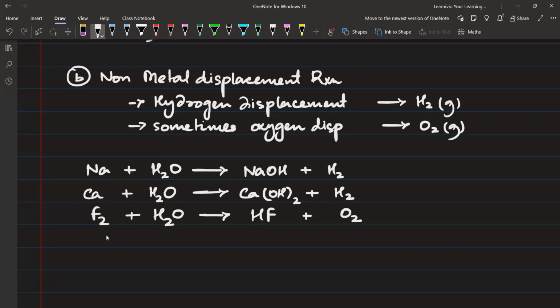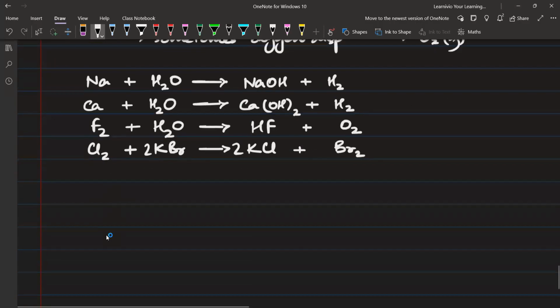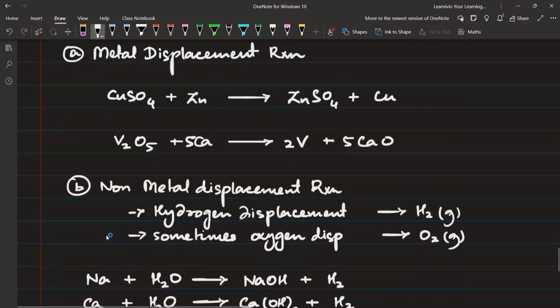For example, if only non-metals are involved, for example, you have Cl2 plus KBr, this will give you KCl plus Br2. Okay. So it will be something like this. Okay. So this is also a type of displacement, non-metal displacement reaction. One non-metal is displacing the other non-metal. Okay. What else? There is one more with us, write the last one, 1 2 3 4.